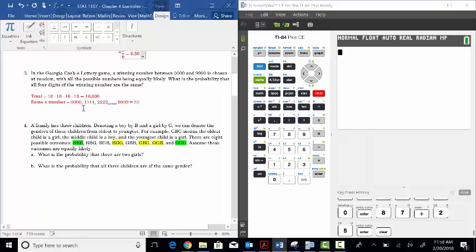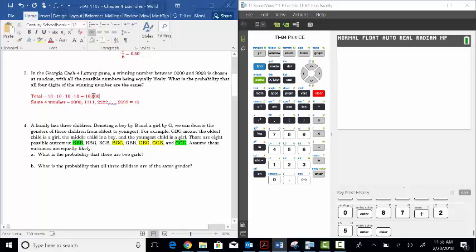Next question, it says, in the Georgia Cash 4 lottery game, a winning number between 0000 and 9999 is chosen at random, with all possibilities being equally likely. What is the probability that all 4 digits of the winning number are the same? Well, again, I need to calculate out the grand total. So our grand total would be 10,000.